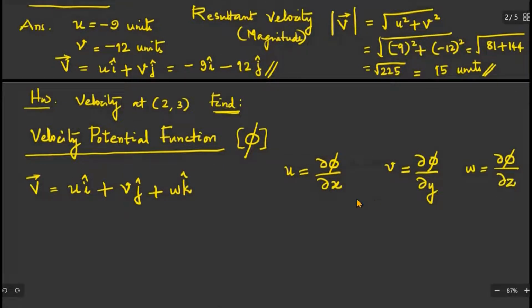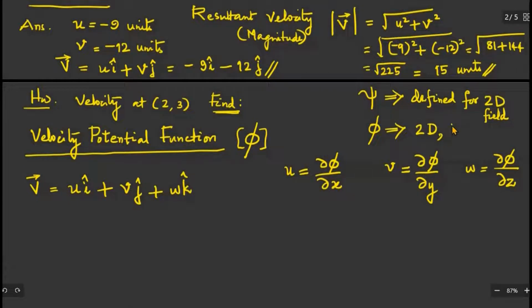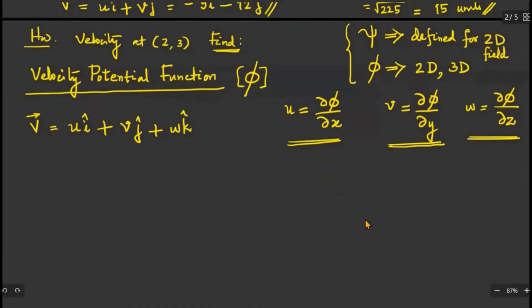Remember, the stream function is defined for a 2D field, while the velocity potential function can be defined for 3D. Okay, so that is the idea. If you know u is equal to del phi by del x, v is equal to del phi by del y, and w is equal to del phi by del z, then definitely you can find the velocity components from the velocity potential function, or simply the potential function.